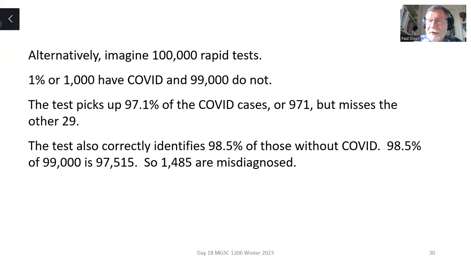Let's take 100,000 people getting a rapid test. 1%, or 1,000 of them, have COVID; 99% don't. Of those that have COVID, that 1,000, I can identify 97% of them. That was 971. I missed 29 cases, but I got most of them. And of those that didn't have COVID, the 99,000, 98.5% I'm going to give a negative test result. Unfortunately, that only adds up to 97,515. So 1,485 I'm going to give a positive test, but they don't have COVID.